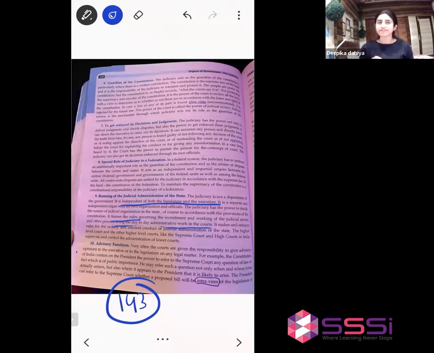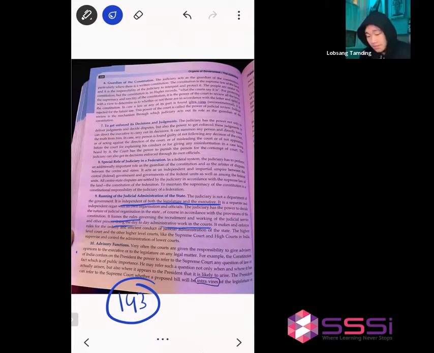Is it binding for the Supreme Court to give its advice to the president? Write down the question. Are you writing? Yes, ma'am. Question 8, ma'am.